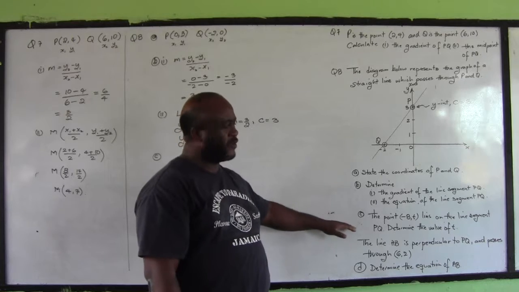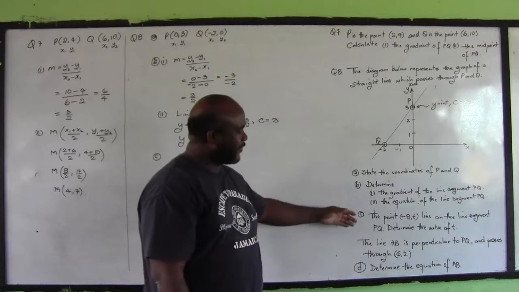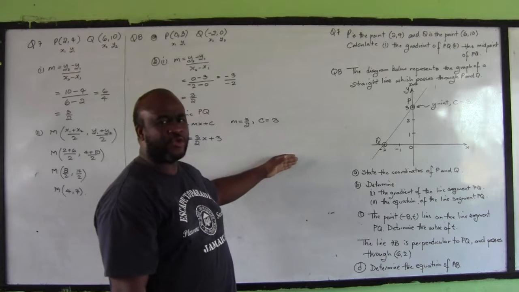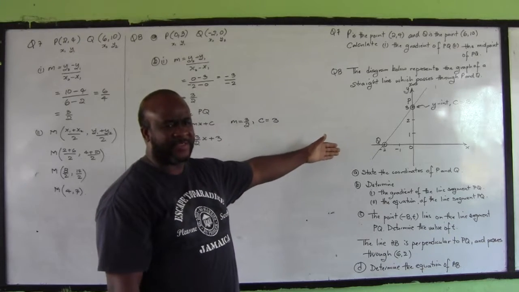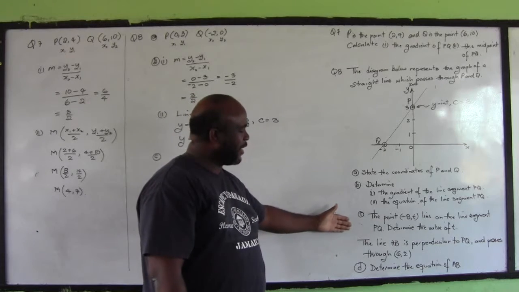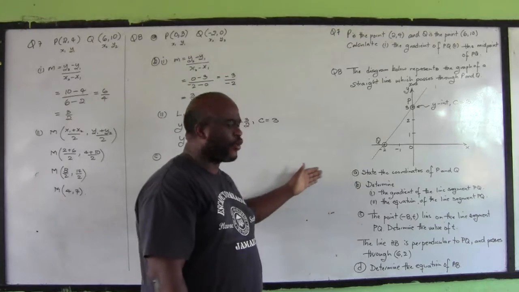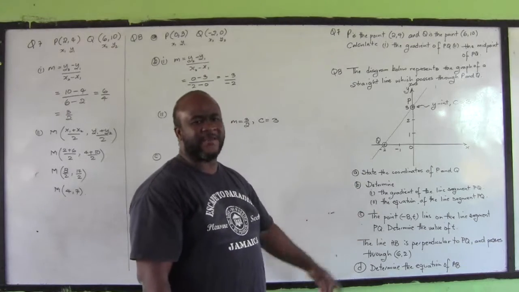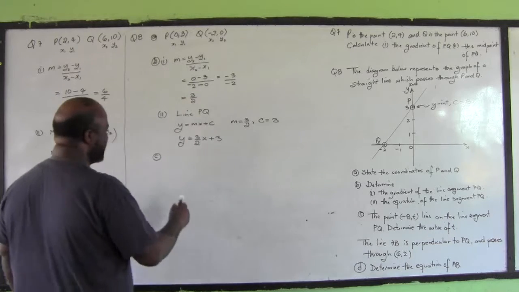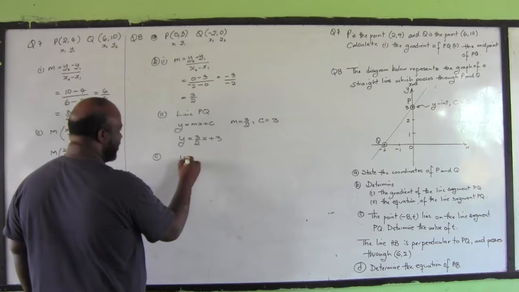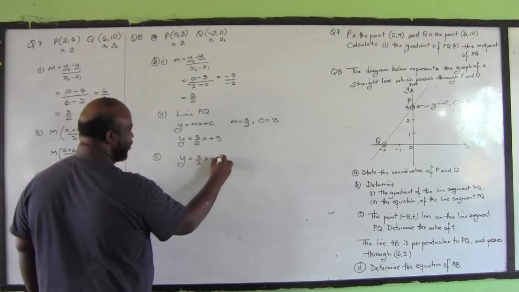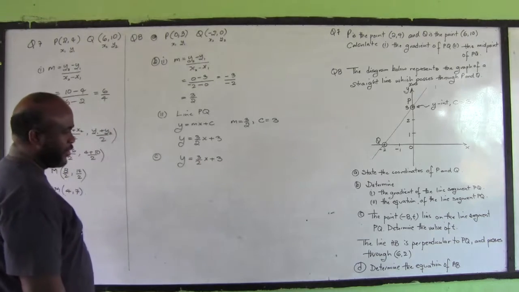You are given a graph. Normally, if this graph had gone out to minus 8, I would have shown you how to use the graph to arrive at the answer. Now, if the graph does not go out to minus 8, to get the answer, you've got to use the equation of the line. The equation of the line is y is equal to 3 over 2 x plus 1, plus 3.